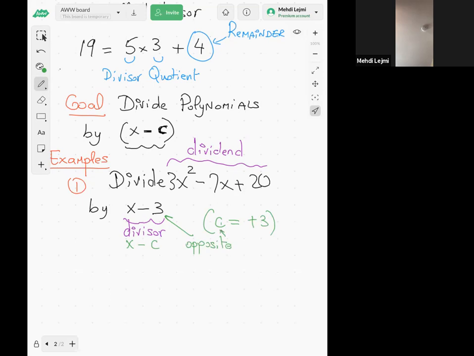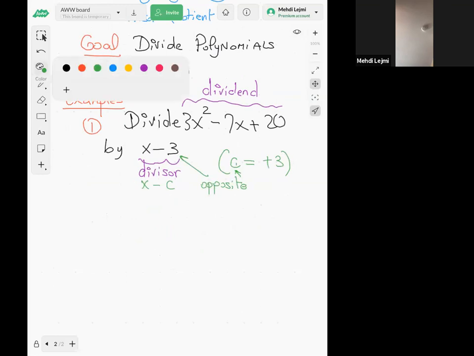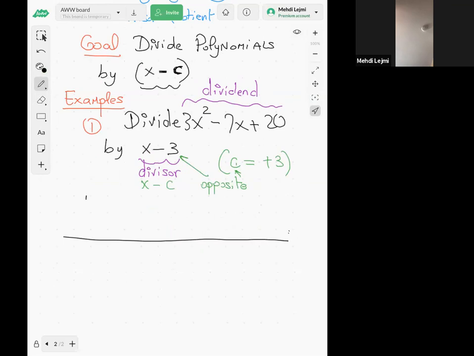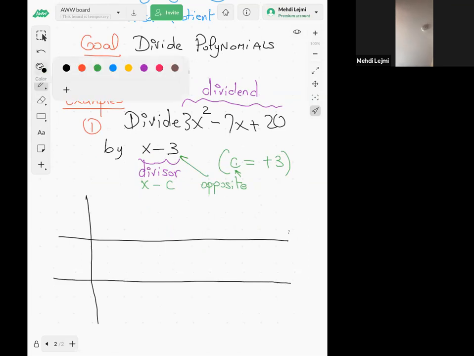Okay. So how do we do the division? Well, I'm going to make a table with 3 rows. In the first row, first column, I'm going to put c. Here in my example, c is positive 3, because we are dividing by x minus 3. So here's my positive 3.